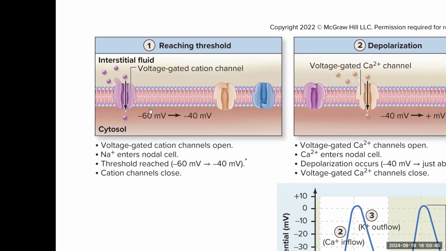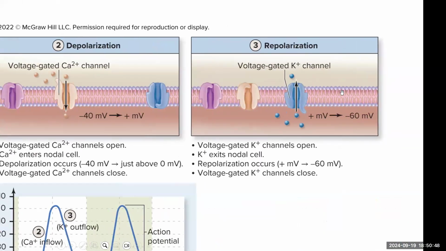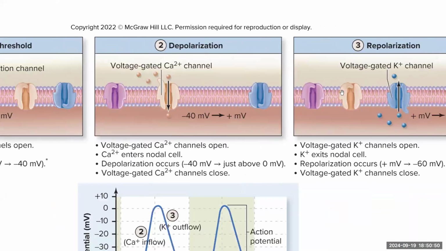Now that's going to cause the fast voltage gated calcium channels to open up. Calcium then pours in, and it gets us to that 0 millivolt value there, okay? And then when that occurs, we get to this value here, then this gate closes down and it triggers the opening of our voltage gated potassium channel. Potassium leaves the cell, takes its positive charge with it, and that then starts to make the inside of the cell more negative. That's our repolarization.